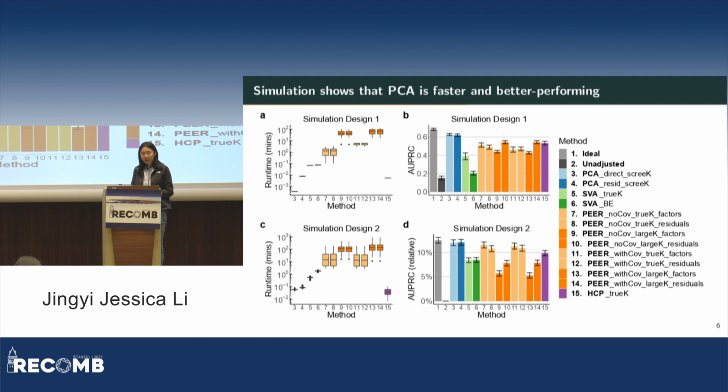For PCA, we consider two versions: using PCA directly on the individual by gene expression matrix, or first regressing out known covariates from the matrix and then doing PCA. I will skip the details because of time limitation, but the take-home message is that PCA has the second best power, just next to the ideal case, which is very surprising. And we see that PCA has the best computational time.